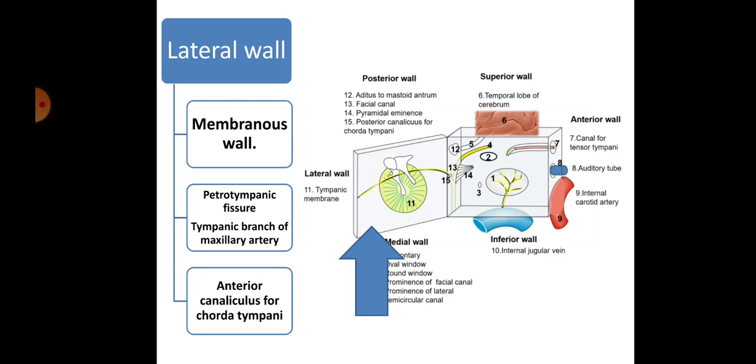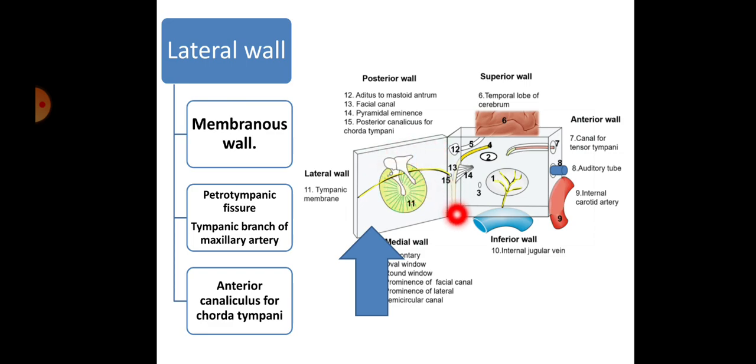This membranous wall consists of only two features. One is the passage of the chorda tympani nerve, another one is the anterior tympanic artery. So the anterior tympanic artery is passing in the petrotympanic fissure. What is a petrotympanic fissure? It is a junction between the tympanic membrane and the petrous part of the bony part.